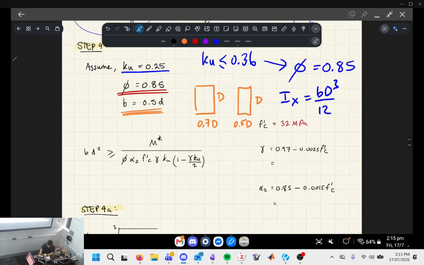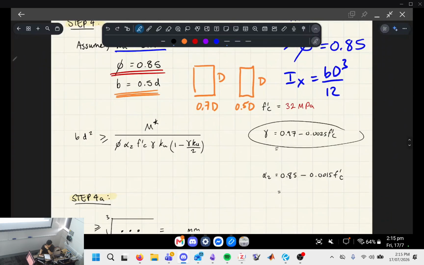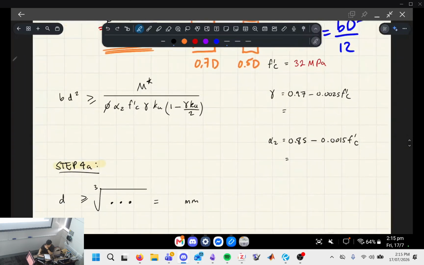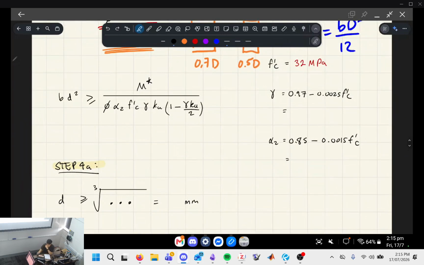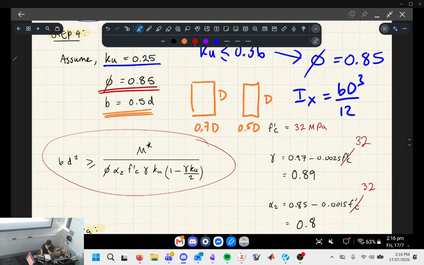Okay, so this is the formula that we're going to use, right? But the other thing we do is we're going to pre-bake our gamma and alpha 2 values, right? Which are our reduction factors for the compressive concrete block. So we're going to replace f'c in these formulas by 32 and just pre-bake these like so. So now when we're given this formula, we can basically just turn it into a function of only d, lowercase d. Okay.